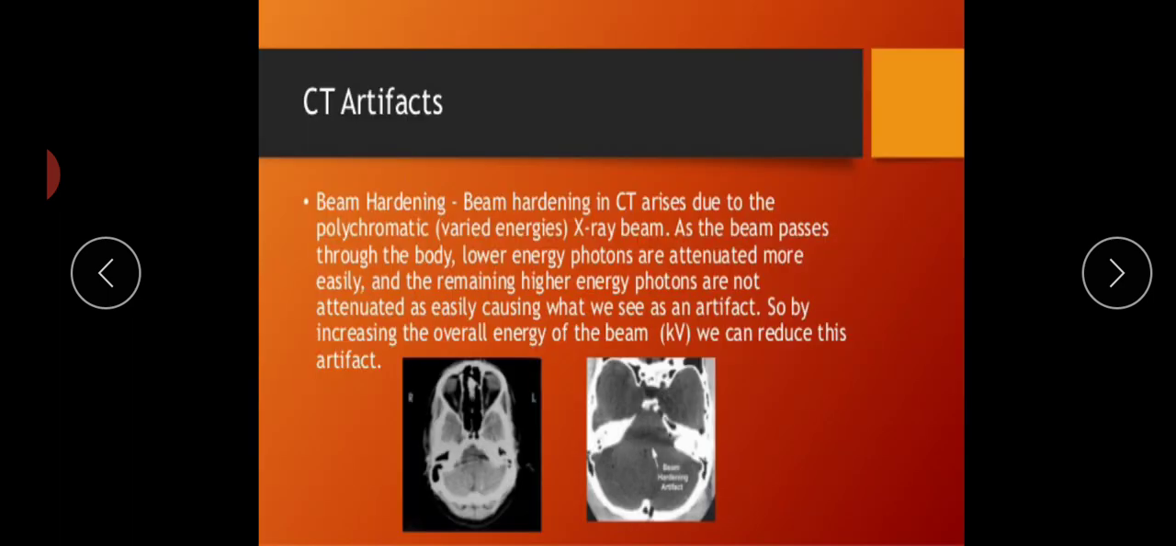The next artifact is the beam hardening artifact. Now, what is a beam hardening artifact? Beam hardening in CT arises due to the polychromatic X-ray beam. As a beam passes through the body, lower energy photons are attenuated more easily and the remaining higher energy photons are not attenuated as easily, causing what we see as an artifact. By increasing the overall energy of the beam, that is the kV, we can reduce this artifact.